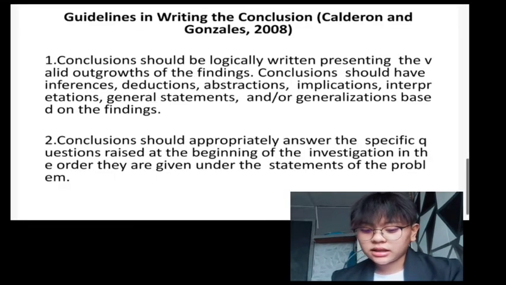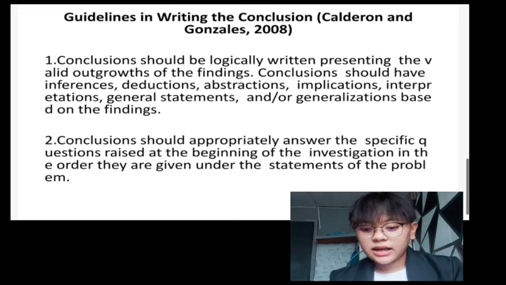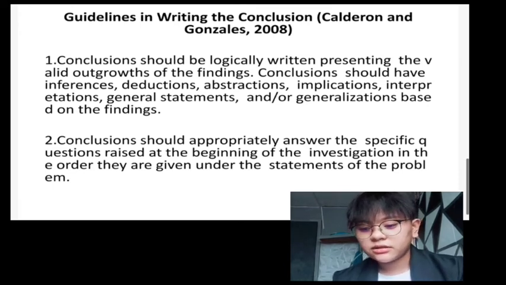The conclusion is intended to help the reader understand why your research should matter to them after they have finished reading the paper. Guidelines in writing the conclusion. First, the conclusion should be logically written, presenting the valid overtones of the findings. It should have inference, deductions, abstractions, implications, interpretations, general statements, and generalizations based on the findings.